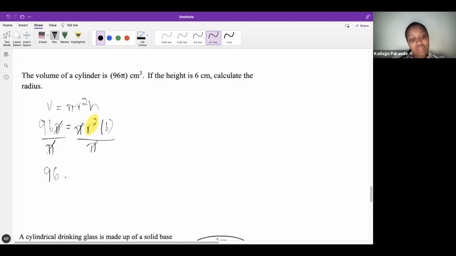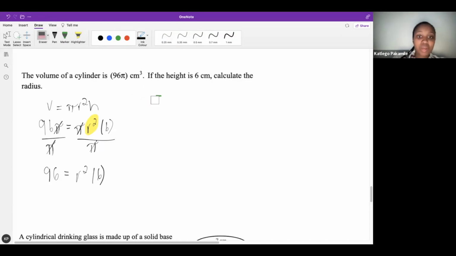So let me write what we're left with: 96 equals radius squared times 6. Okay, now what? Then we move the 96 over. Where should we move the 6? We can, because r squared equals 96 minus 6.